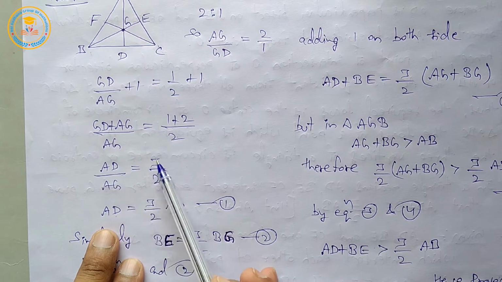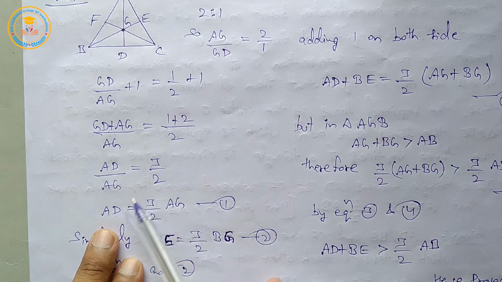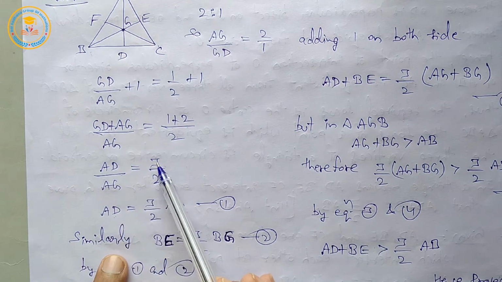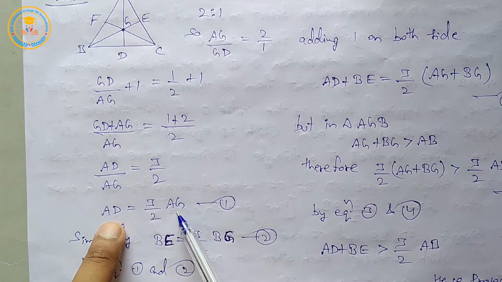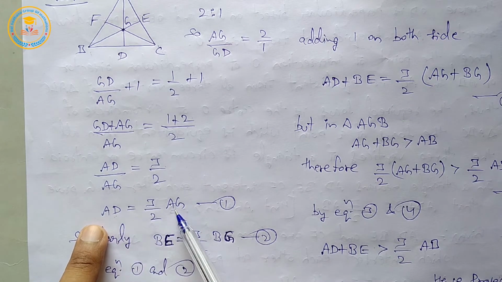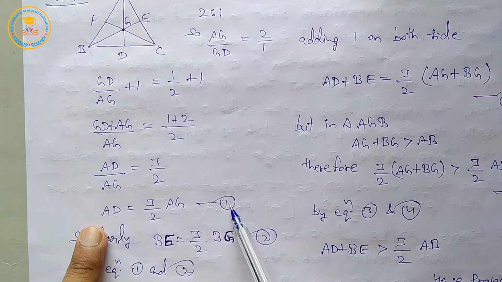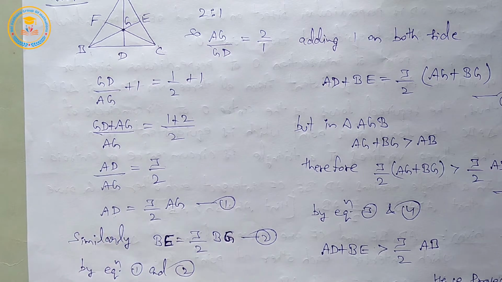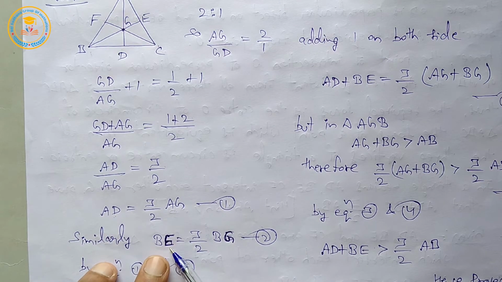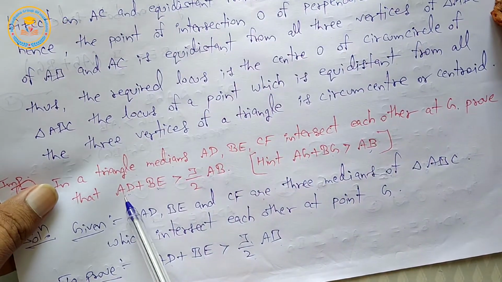The value of AD is 3 by 2 AG, so the value of BE equals 3 by 2 BG. Similarly, the value of BE is 3 by 2 BG. This is equation second. Now by equation first and second.